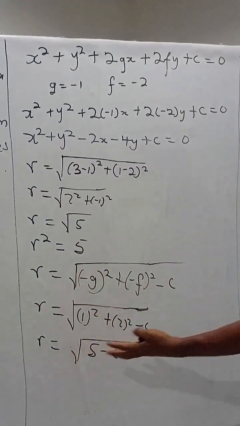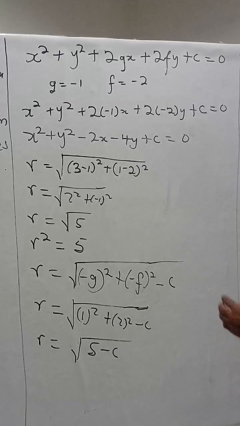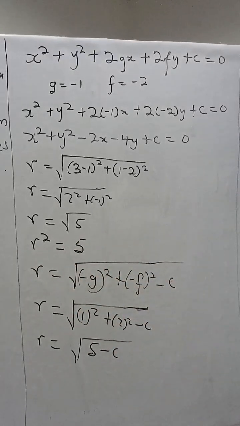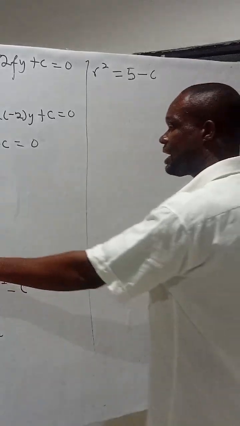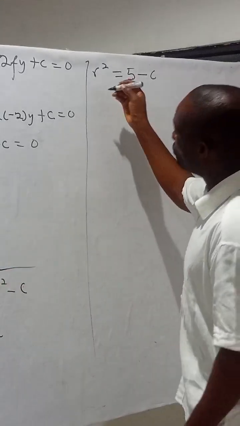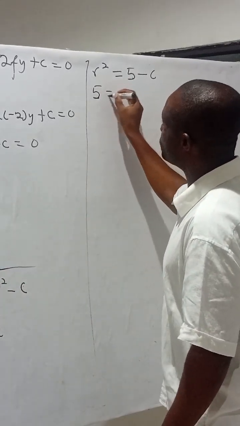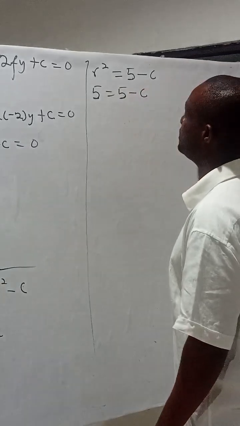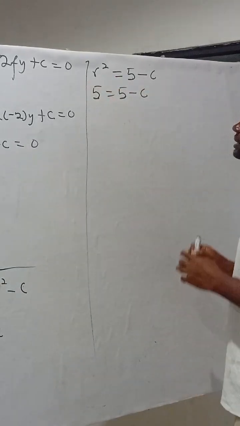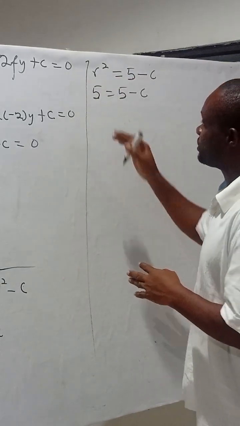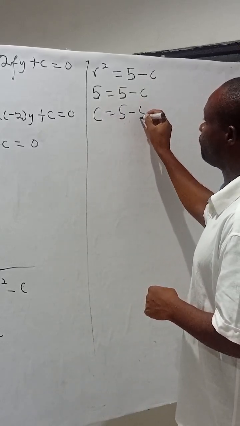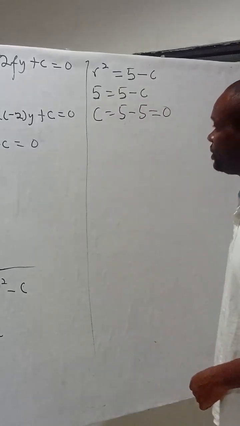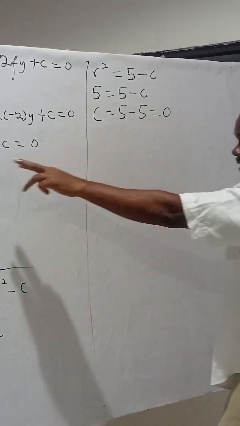Before we come here, let us square both sides again. You see that R squared is equal to 5 minus c. But R squared is equal to 5. So you will see that 5 is equal to 5 minus c. I am looking for c, so let's bring it here to become positive. Then this one goes there. c is 5 minus 5, and this is equal to 0. So I have obtained c in the equation.